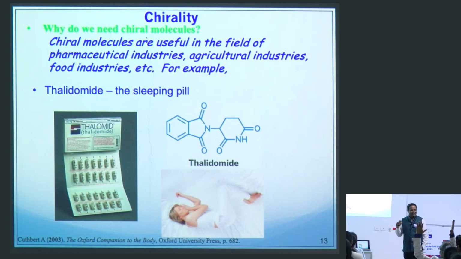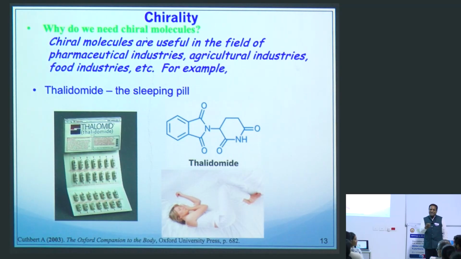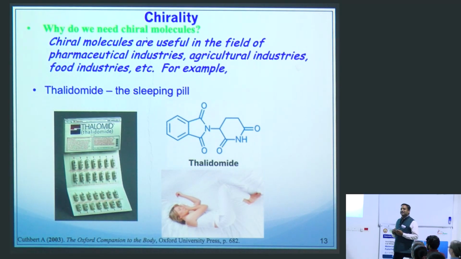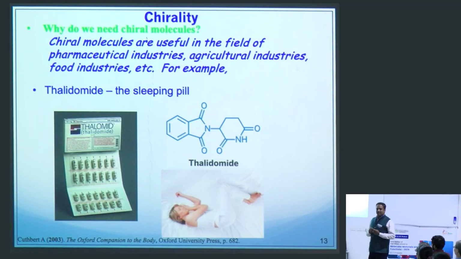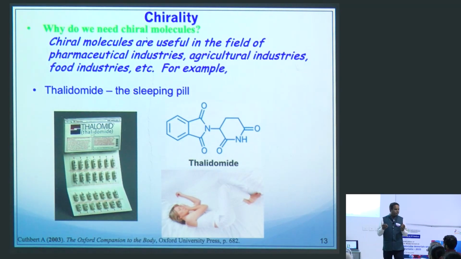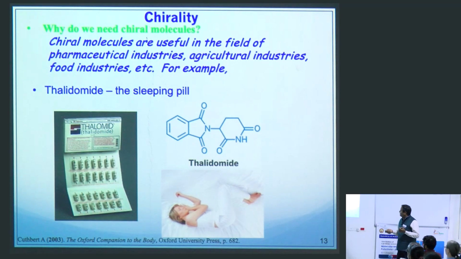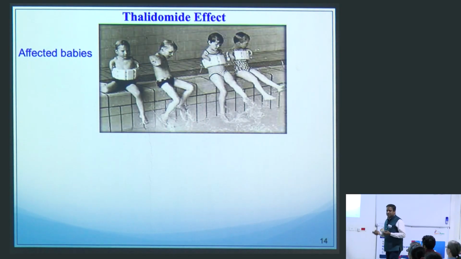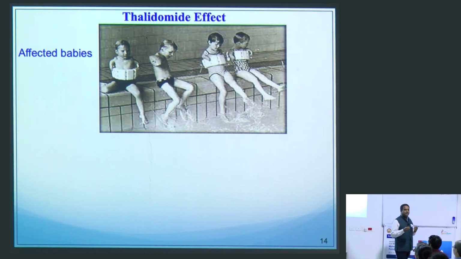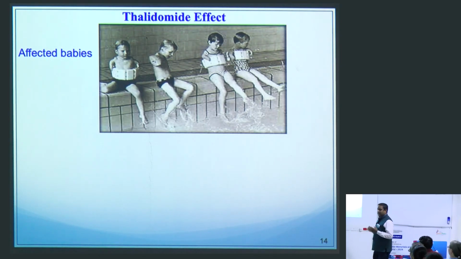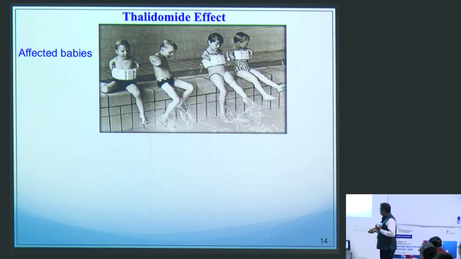Thalidomide. In the 1950s, thalidomide was used as a sleeping pill for pregnant women. But after a few years, the newborn babies were affected by thalidomide. They were missing their legs, arms, or eyes. Almost 20,000 infants in European countries were born this way. Immediately the medicine was banned, and still there are thalidomide survivors.